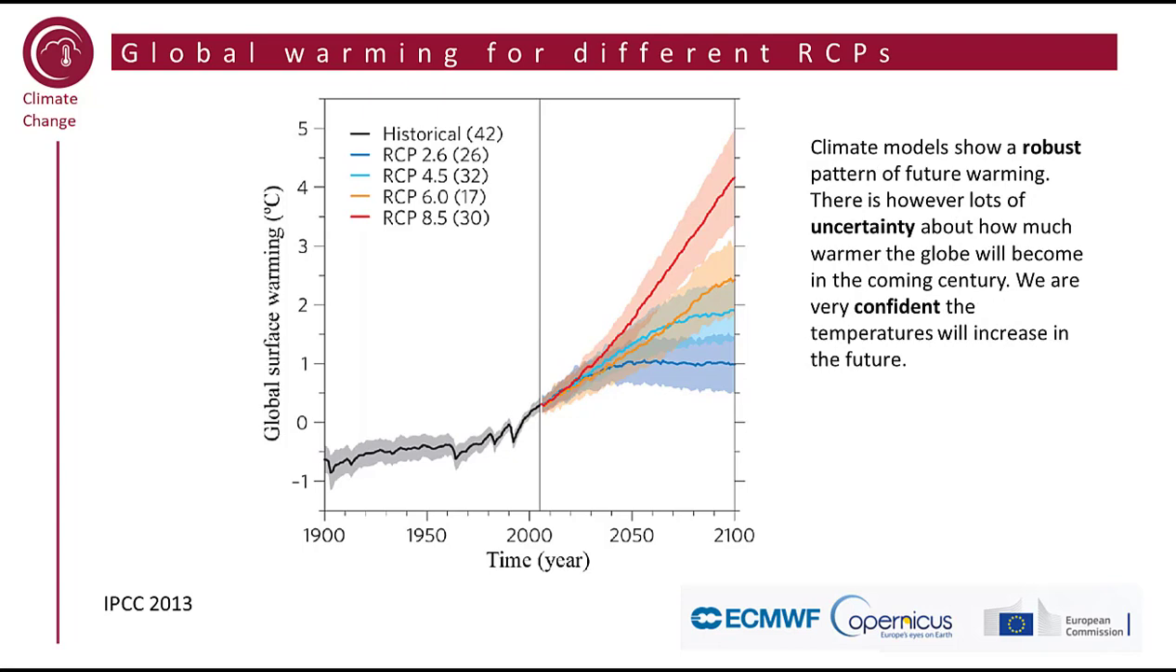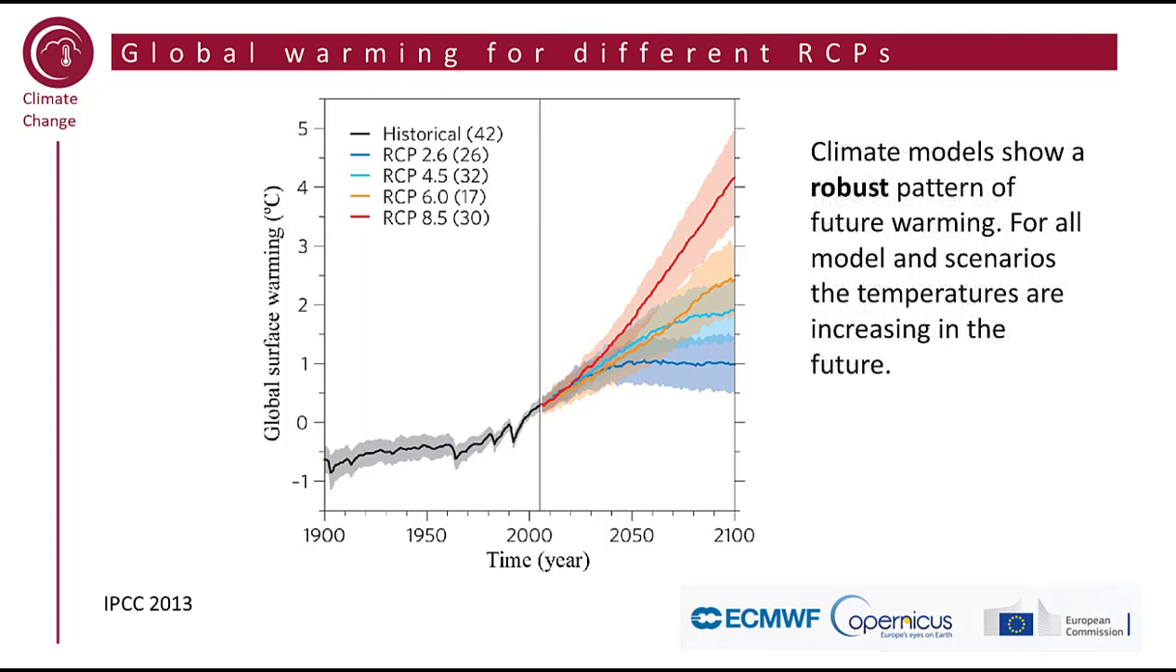Based on this figure, you can conclude that climate models show a robust pattern of future warming. There is, however, lots of uncertainty about how much warmer the globe will become. But we're very confident that the temperatures will increase in the future. So climate models show a robust pattern of future warming because for all models and scenarios the temperatures are increasing in the future.